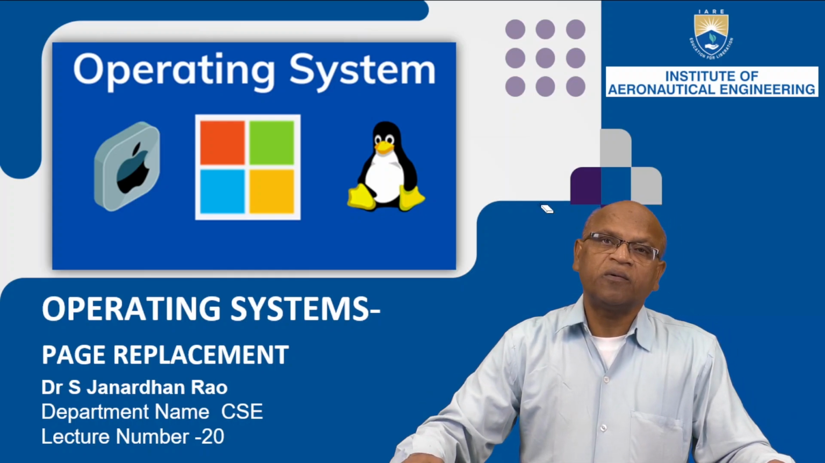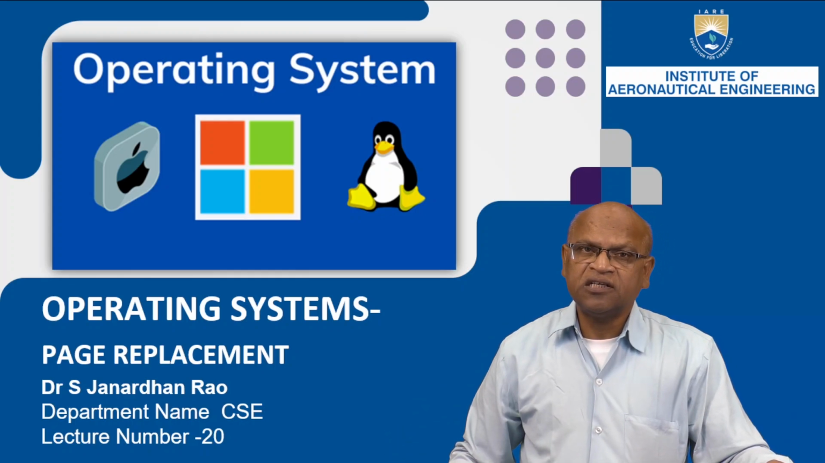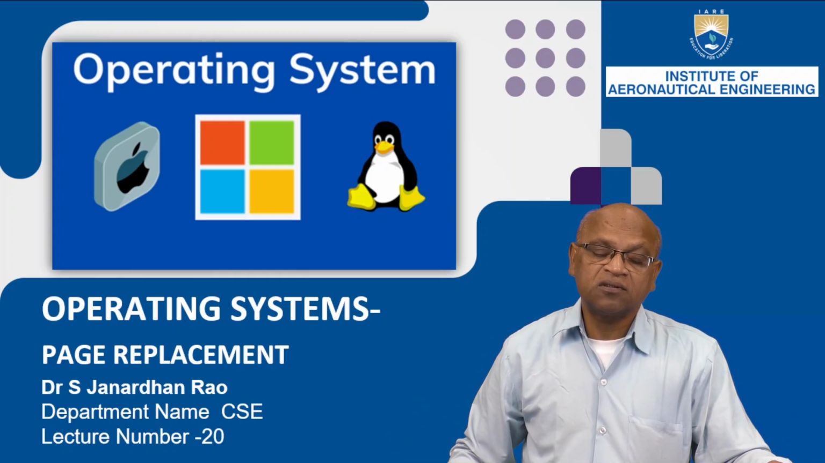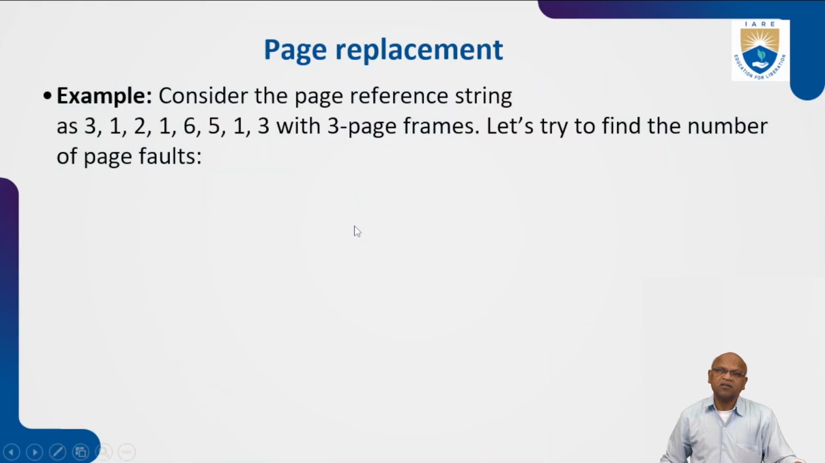We are discussing different operating system concepts. So far, we have seen the theory part and some of the concepts. Today we are going to discuss a programmatic concept, that is page replacement, the paging algorithm. First of all, we will see the page replacement algorithm. Why do we go for the page replacement algorithm?